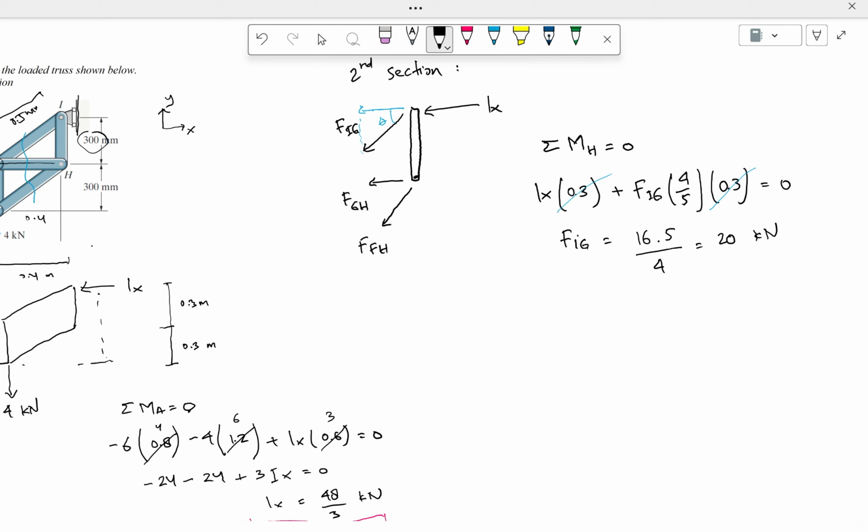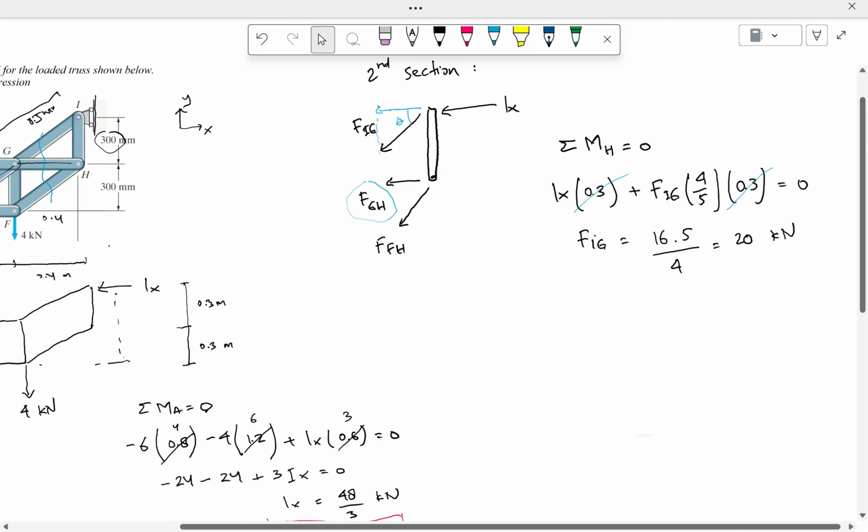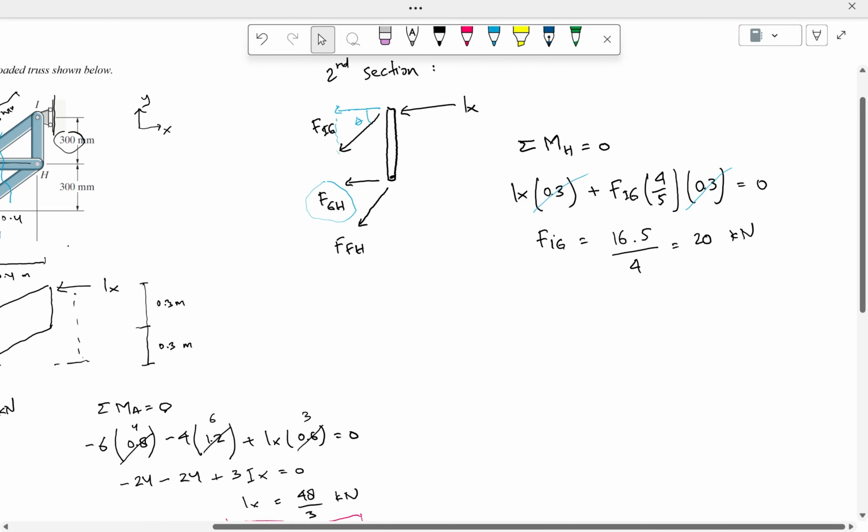Okay, what else? Now, what are we looking for actually? Oh, this is what we are looking for. Yeah. So it is on the x direction. Oh, it means that we need to find FGH again.